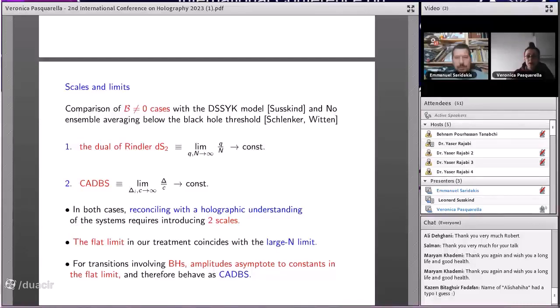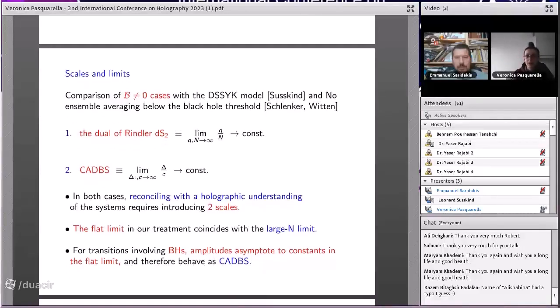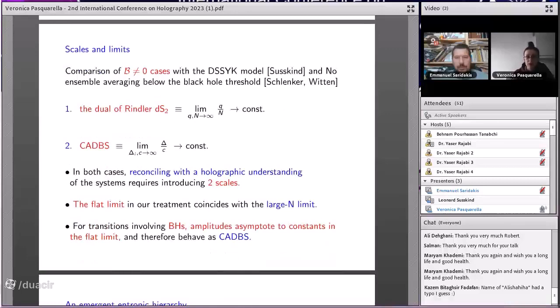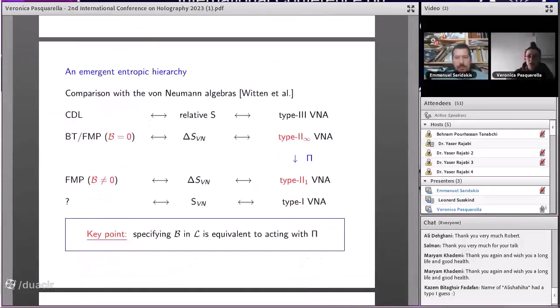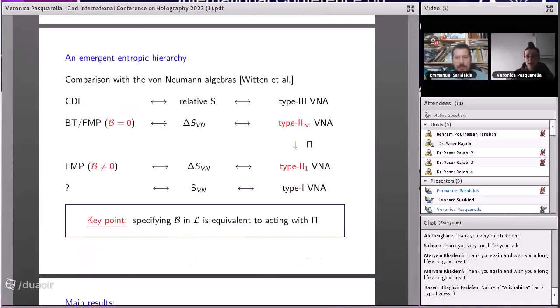And this is very much in the spirit of also what Schlenker and Witten did recently in the context of connected amplitudes with disconnected boundaries, in order to reconcile them with the holographic interpretation, which is the same thing that we did as well. Furthermore, I would also like to stress an emergent entropic hierarchy. You will find plenty of comments on this in the paper, but I can just go very quickly because I'm already out of time, I think.